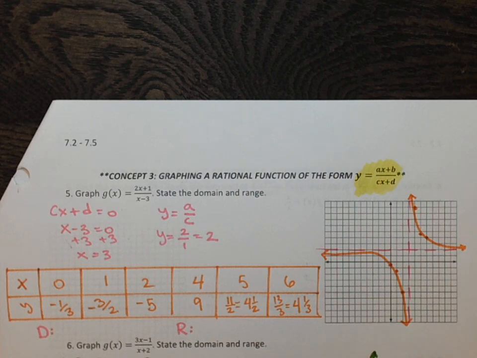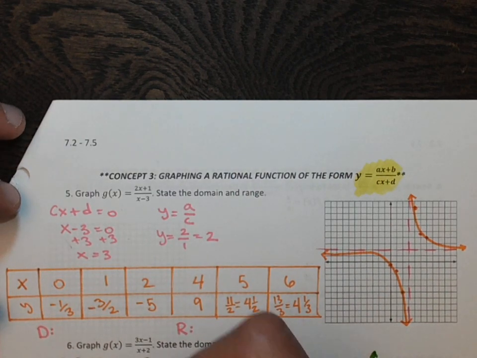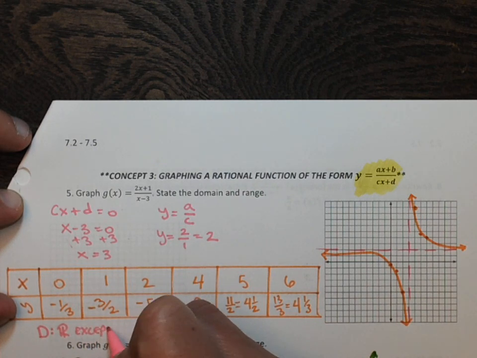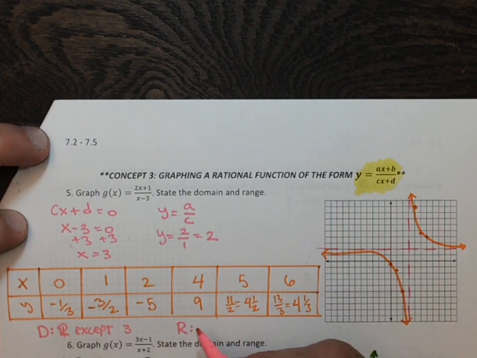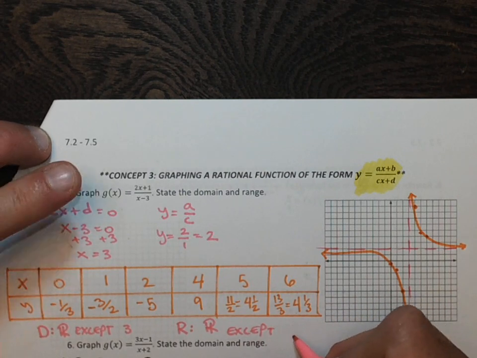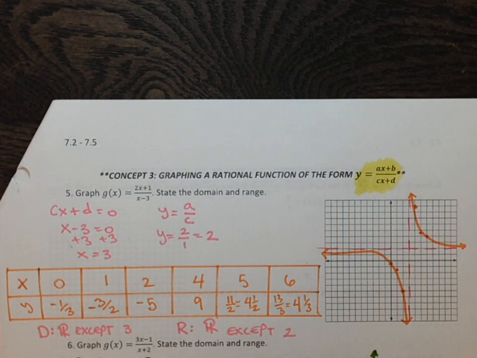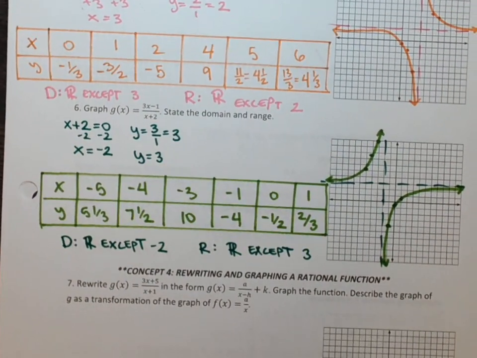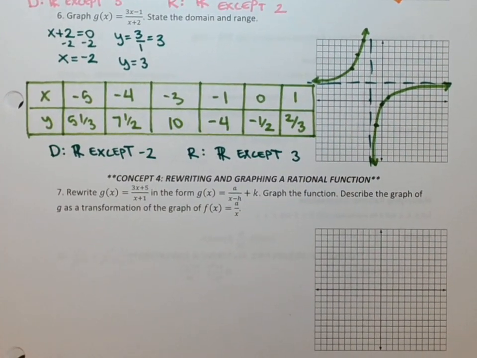The next part is state the domain and range, and it works just like the other one. Domain is going to be all real numbers except for 3, and your range is going to be all real numbers except for 2. Okay, pause that video, try number 6, and I'm going to show that answer here and then move on to number 7. Alright, there is number 6 for you.